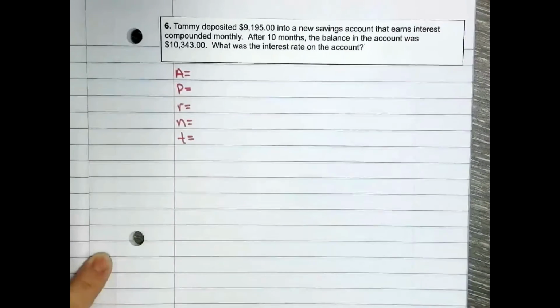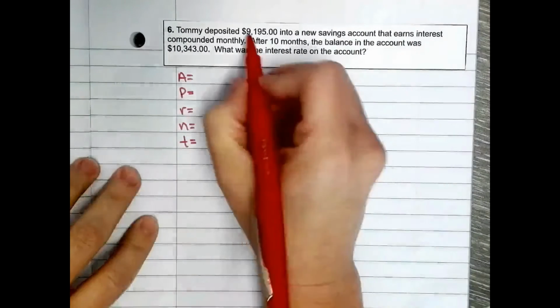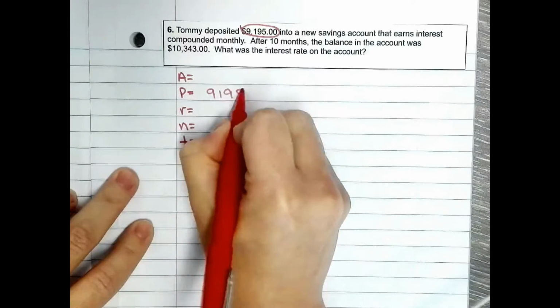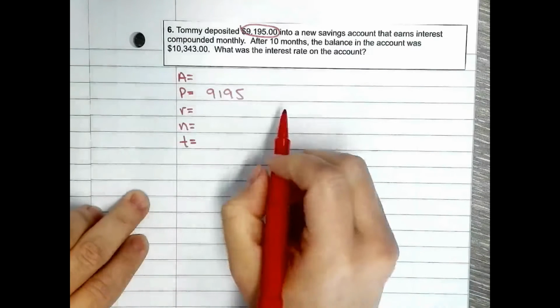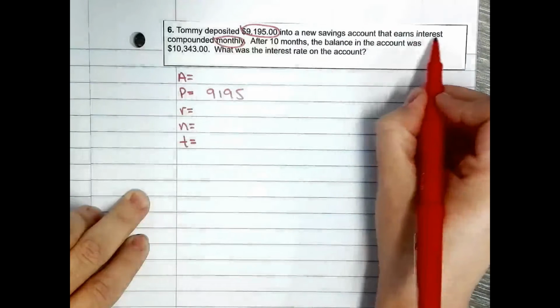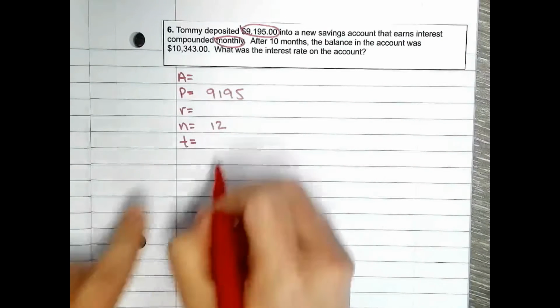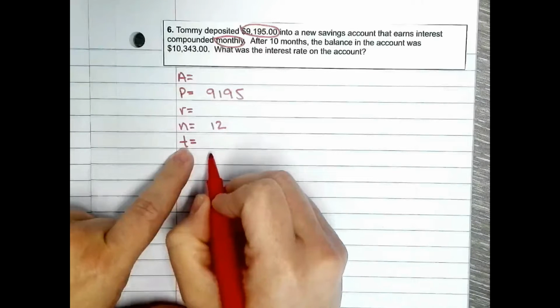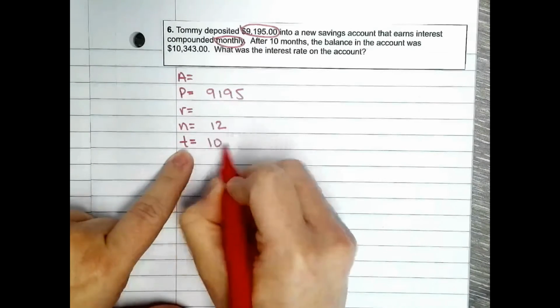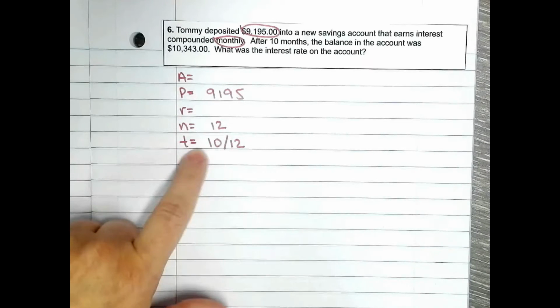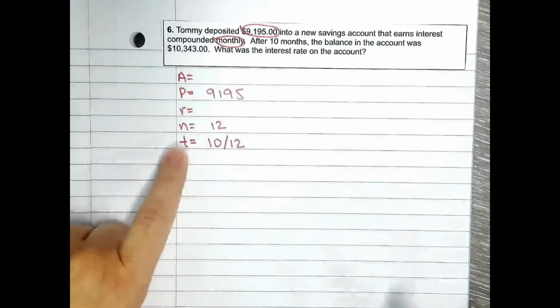Last one. So Tommy deposited $9,195 into a new savings account that earns interest compounded monthly. They didn't give me the interest here, but it's okay. I know it's compounded monthly. After 10 months, remember that t is time in years, so I have to divide this by the number of months to get the decimal or the fraction that is related to in years. So 10 months is 10 out of 12 months in a year.